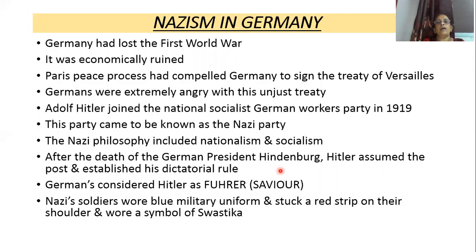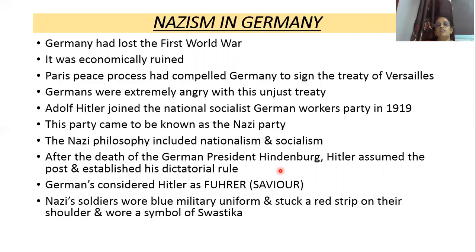How was the Nazi Party formed? Germany had lost the First World War, and it was economically ruined. According to the Treaty of Versailles, Germany had to pay $6.5 billion, and most of its provinces were distributed among the Allied nations. Germany was extremely angry with this treaty, and in order to save Germany from this, Adolf Hitler joined the National Socialist German Workers' Party in 1919, and that party later came to be called the Nazi Party.